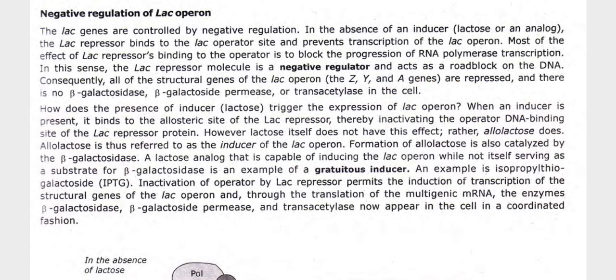Formation of allolactose is also catalyzed by the beta-galactosidase. A lactose analog that is capable of inducing the lac operon while not itself serving as a substrate for beta-galactosidase is an example of a gratuitous inducer. An example is isopropyl thiogalactoside.